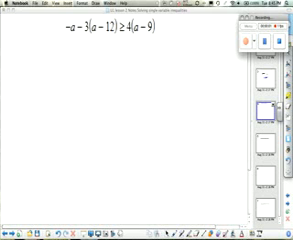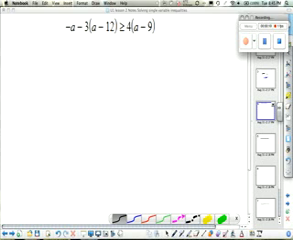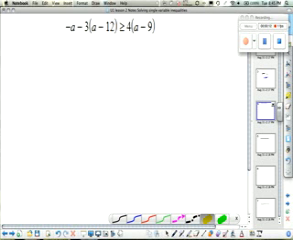Once again, we're solving single variable inequalities. It's treated just like a multi-step single variable equation. I'm going to solve for my variable. My variable is simply labeled as the letter A in this equation, which is 3 of them over here.